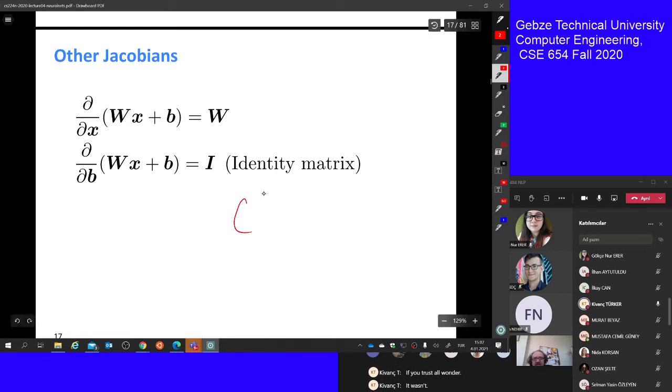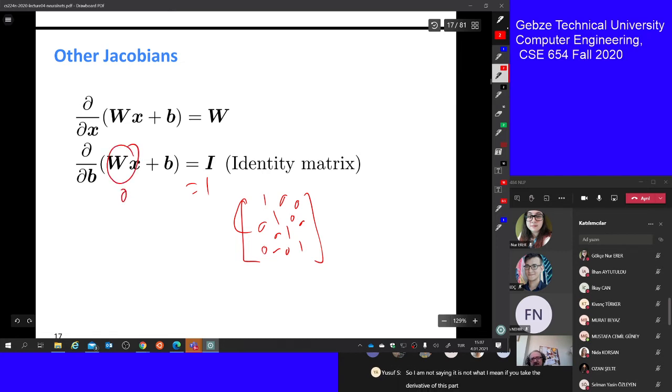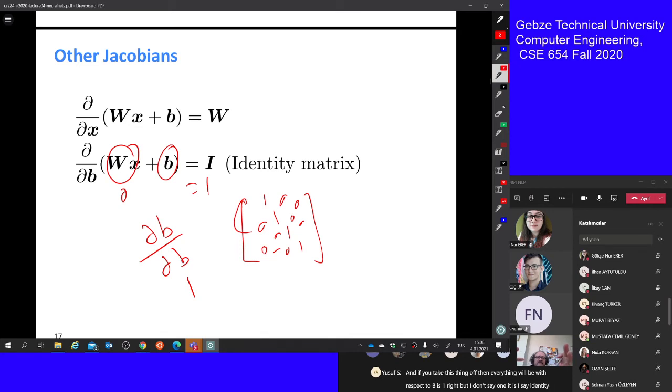Well, identity is something like this, right? Yes. So I am not saying it is not 1. I mean, if you take the derivative of this part, it is 0. And if you take the derivative of B with respect to B is 1, right? But I don't say 1. I say identity. Why? It's because B is not a scalar, it is a vector, and I have a vector addition here. Okay? So we say it is identity matrix.